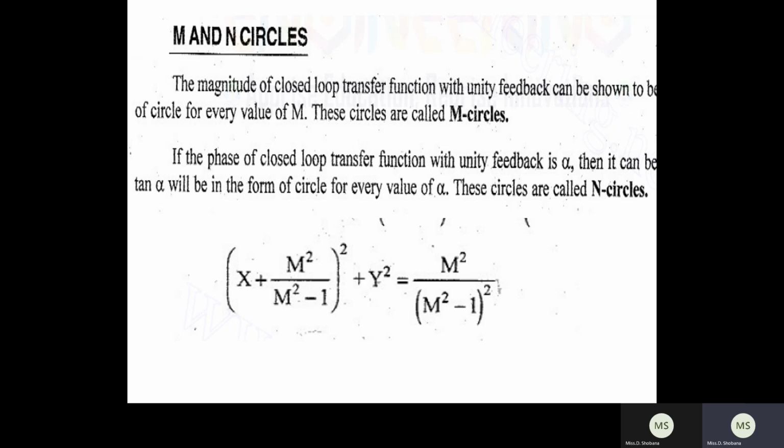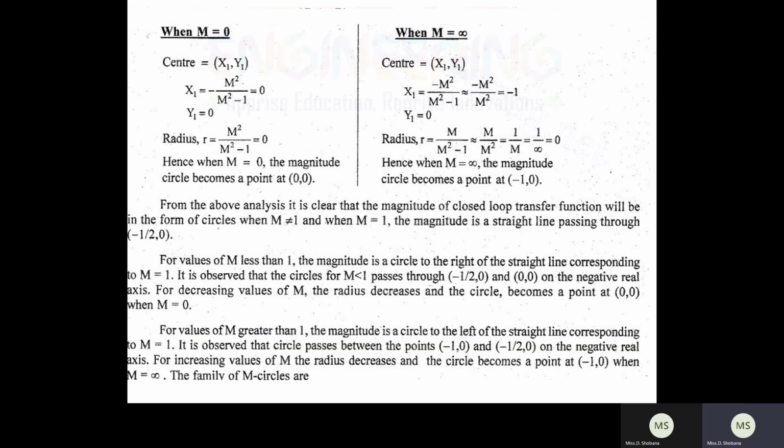Now if you do the simplification calculations, you will get the circle equation in the form of x plus M squared divided by M squared minus 1, the whole squared, plus y squared, equal to M squared divided by M squared minus 1, the whole squared. So this will be the circle equation. From this we can determine the various M circles.